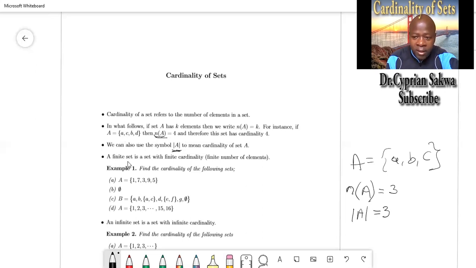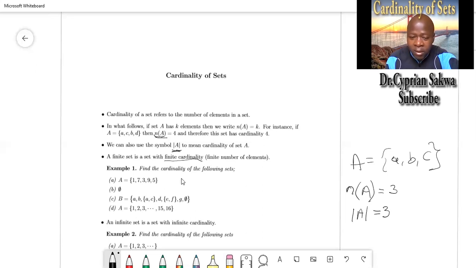So what is a finite set? By definition, we say that this is a set of finite cardinality. It's a set with a finite number of elements. That's what we mean by finite sets.